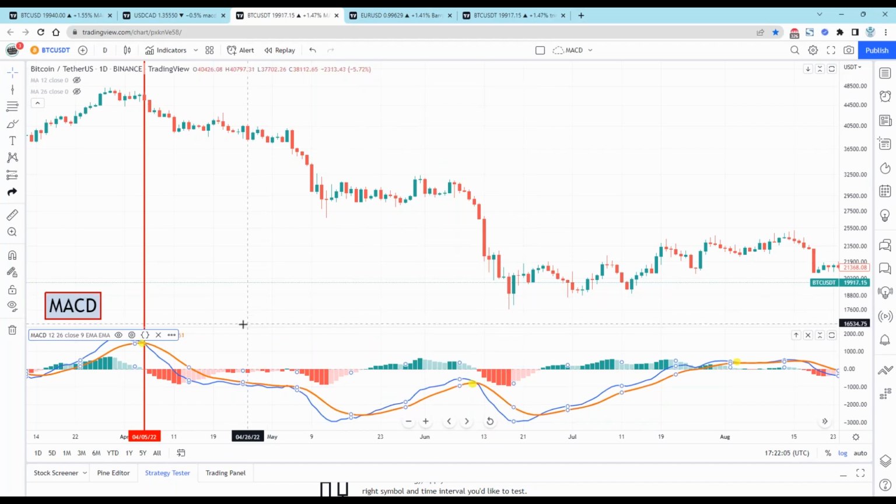Now, to read these a little bit better, we use a histogram. The histogram is simply a visual representation of the values of the MACD line and the MACD signal line, the orange and the blue line. It's just the difference between those two. So when the histogram is right on the zero line, it's telling you we're right at exactly a crossover.